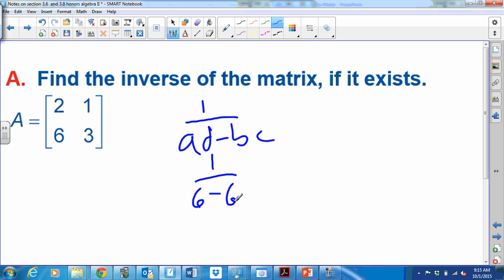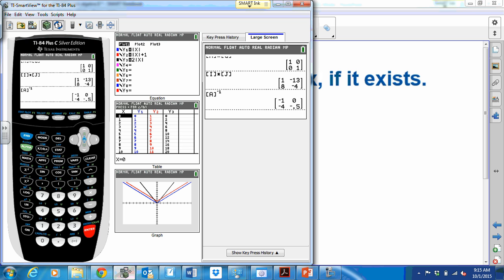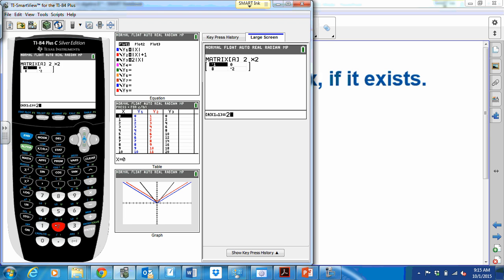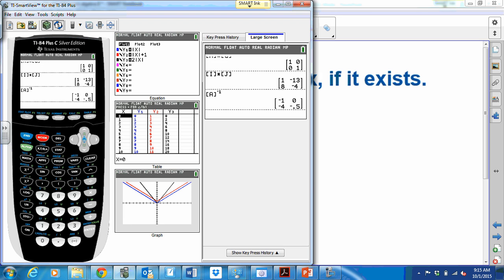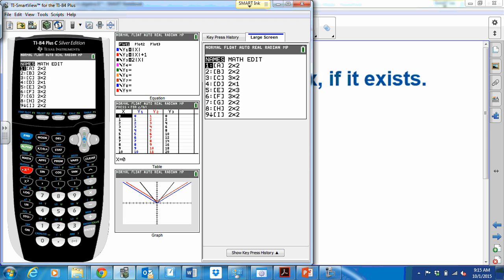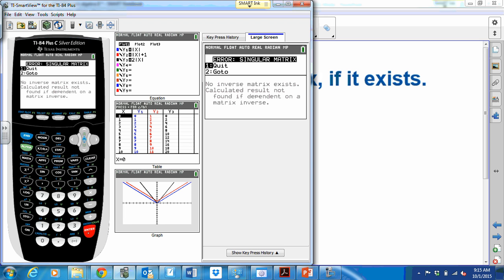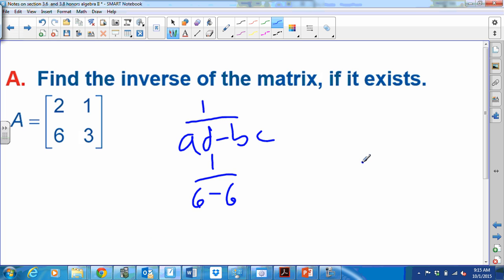But if you put this in your calculator, 2, 1, 6, 3, so go to second matrix, edit, and it's 2 by 2. So it's going to be 2, 1, 6, 3. Now, quit. And let's see what happens when we ask our calculator to find the inverse of matrix A. So here we go. And it got mad. So when it gets mad, you say there is no inverse. It does not exist.